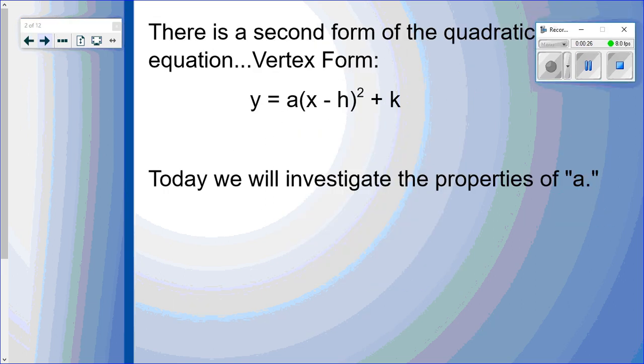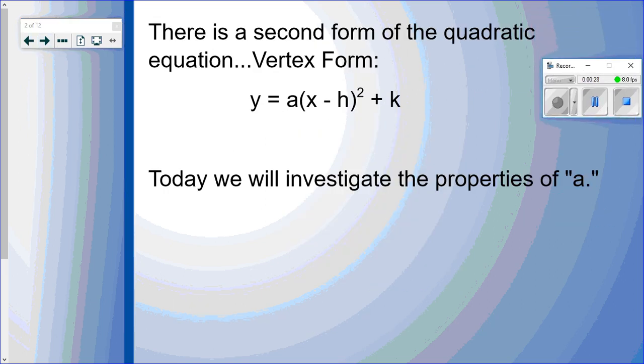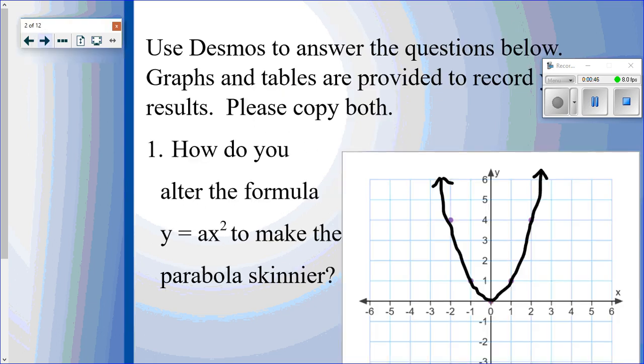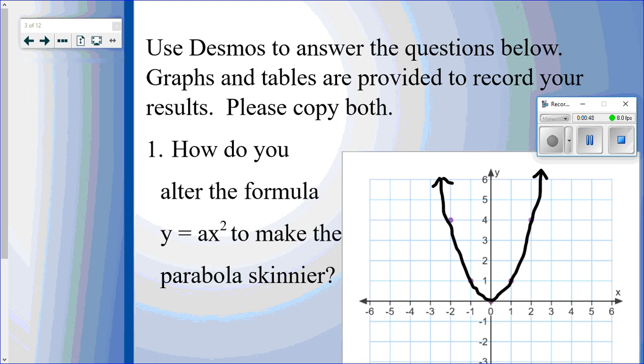So before we get too deep into things, this is what the vertex form looks like. Now, we've seen A before, okay? But H and K are new. Today we're going to investigate the properties of A. If you haven't already, you might want to grab yourself the website Desmos and do this stuff in the background, or you can just follow along.